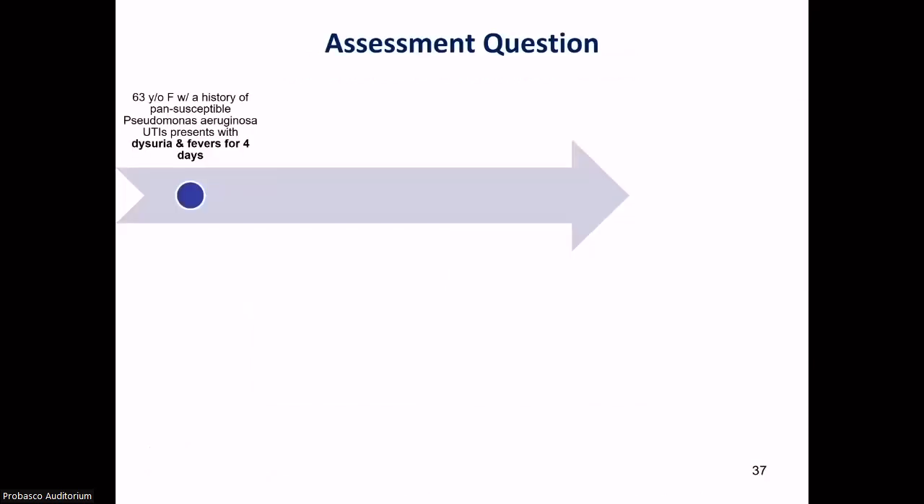All right, animations are a little wonky. Okay, so here's our first assessment question. 63-year-old female with a history of pan-susceptible Pseudomonas UTIs presents with dysuria and fevers for 4 days. Urinalysis was performed, which showed leukocyte esterase and white blood cells greater than 182. So it was reflexed to urine culture and empiric levofloxacin was started.